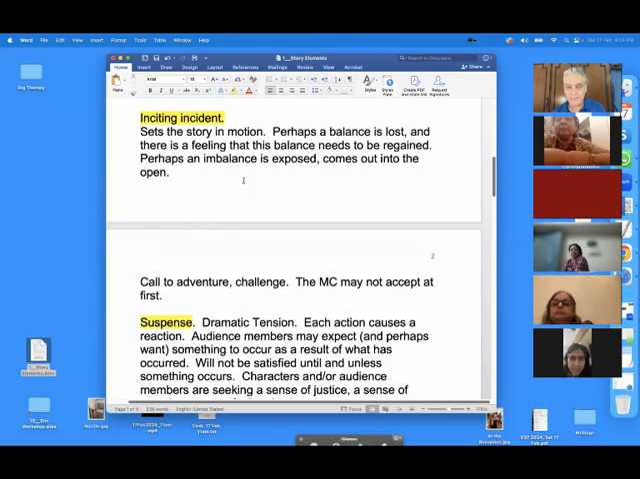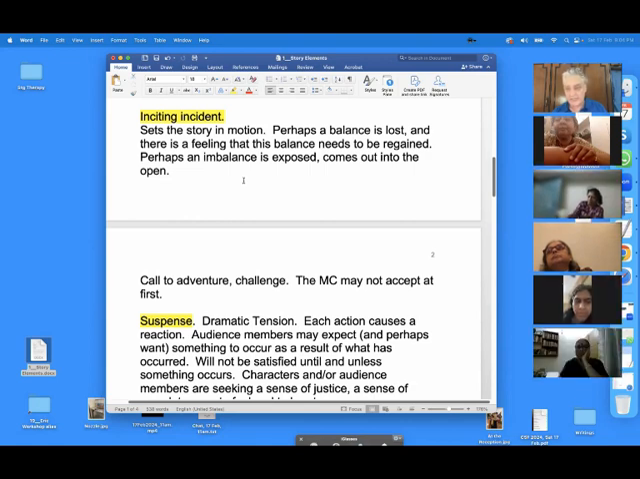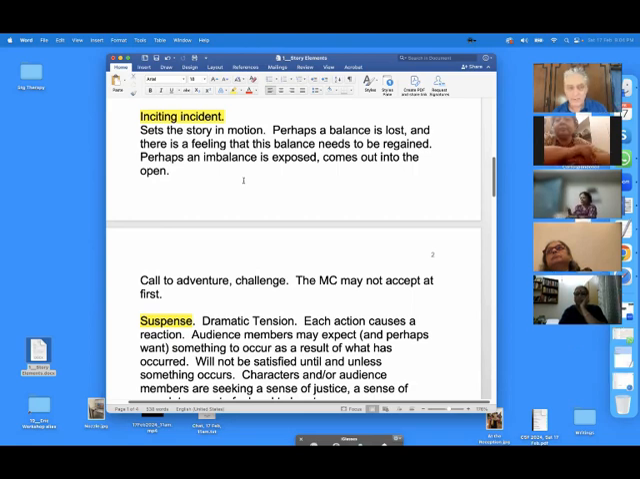That is something that happens which really sets the story in motion. It makes it necessary that something else is going to happen, because the inciting incident destroys the balance that existed or exposes an imbalance that is there. And now the story cannot end until things are fixed. So look out for an inciting incident.